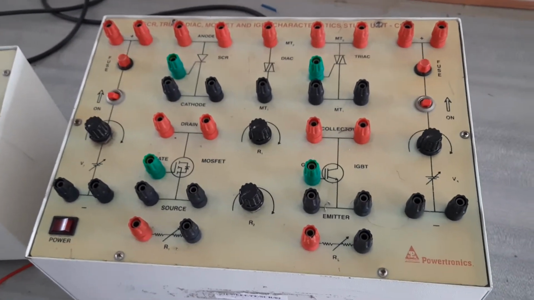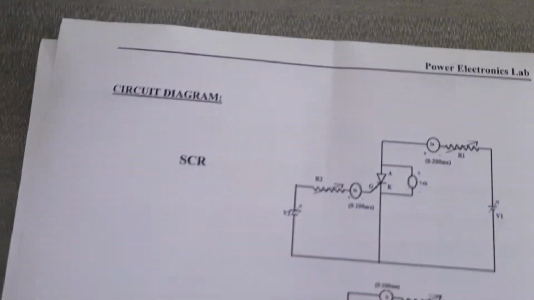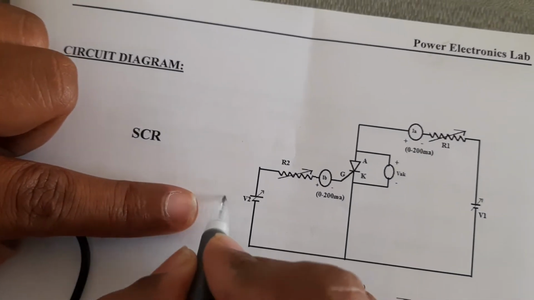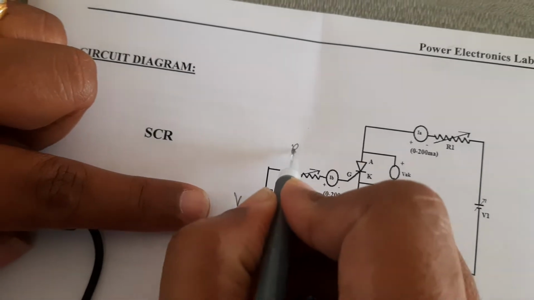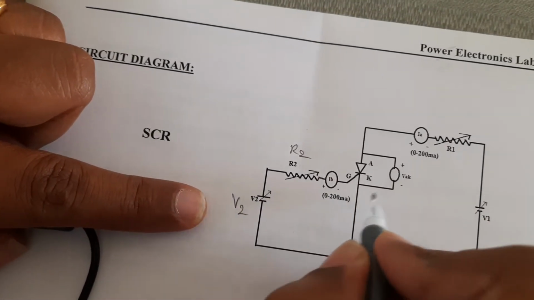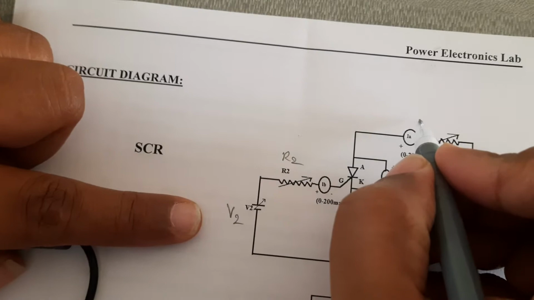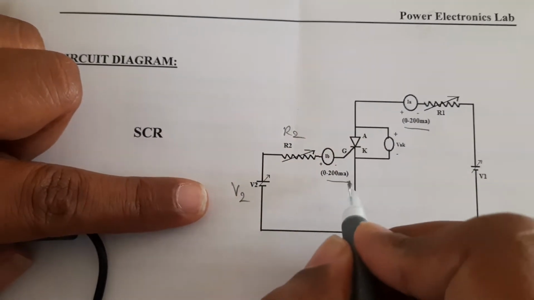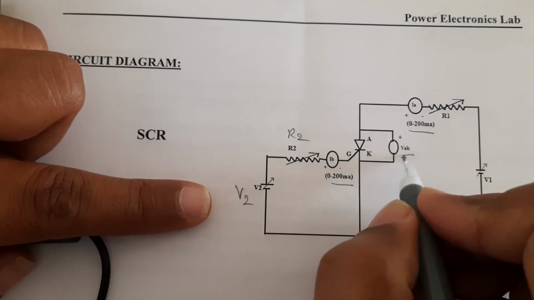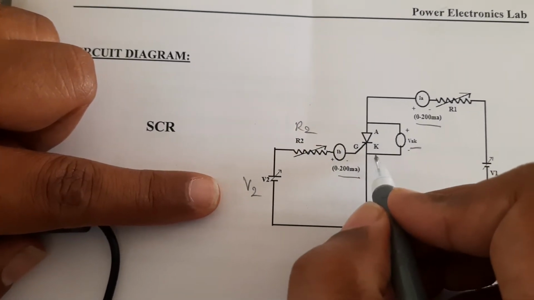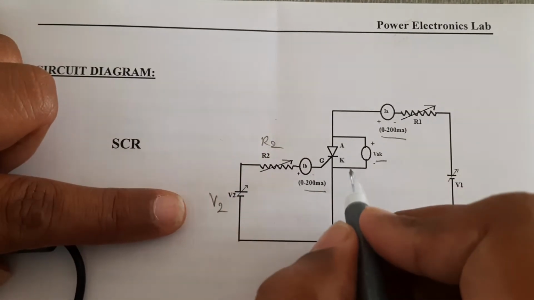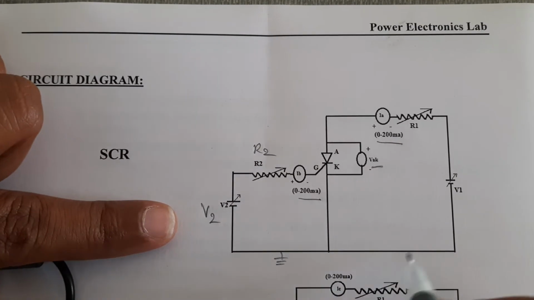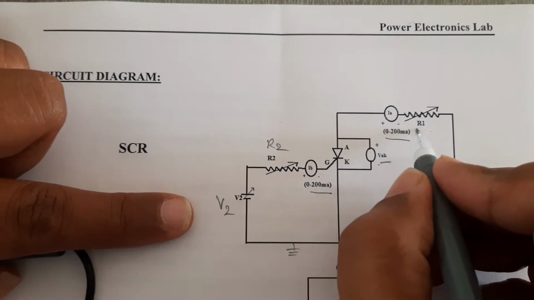See the connections, dear students. You can see here this is V2 and this is R2, and here we have another ammeter, which we will be measuring in milliamps only. We will place another voltmeter across the thyristor. This is the anode, this is the cathode and this is the gate. Here this is ground, dear students. And here is another resistance, R1.